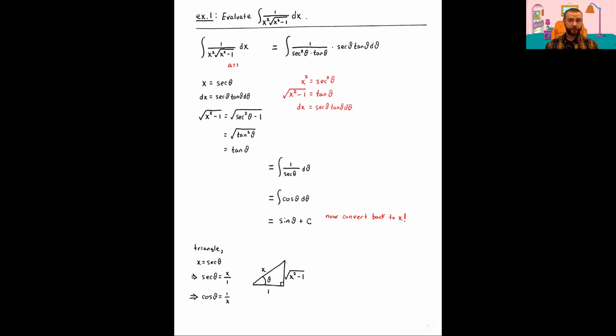Now how we use our triangle here is again with basic SOHCAHTOA. We are trying to convert sine of theta back in terms of x. Pause the lecture and see from your right triangle here if you can determine from basic SOHCAHTOA what sine of theta should be in terms of x. We'll check in about 30 seconds.